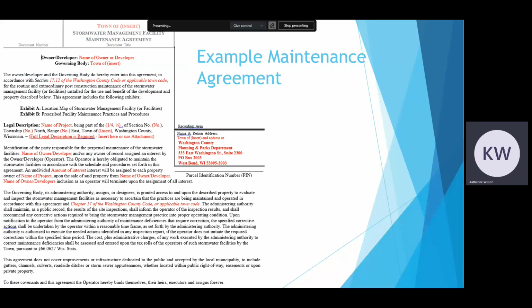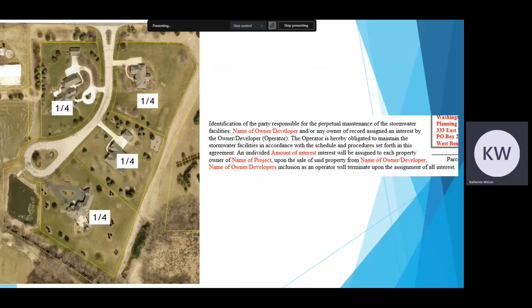This is an example maintenance agreement form. This is what usually is attached to your property's deed. It describes the developer and then will describe the landowner and the undivided interest. What does this mean? Let's talk about an example. This is an example of a smaller subdivision. There are 4 homeowners with the stormwater pond, and in the agreement language, it will say an undivided 1/4 interest will be assigned to each property owner. So each property owner is 25% responsible for the maintenance and function of the stormwater practice.